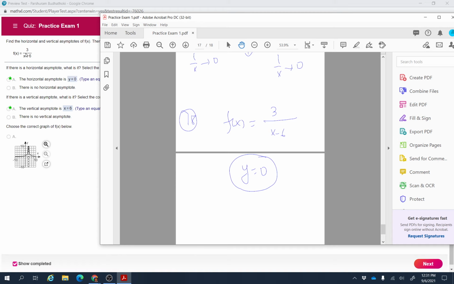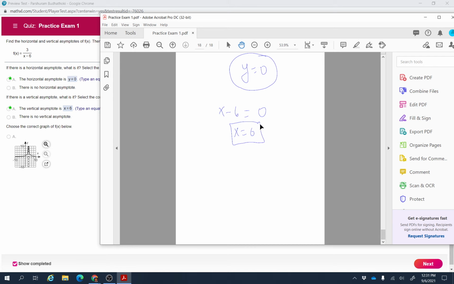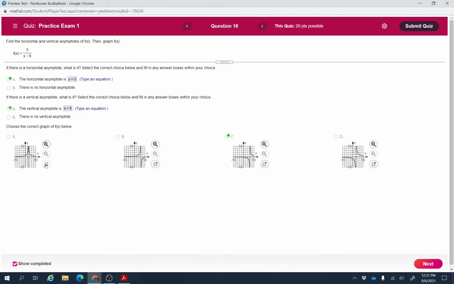That's the answer. For the vertical asymptote, just take the denominator part and equate it to 0. Solve for x. That will give us the vertical asymptote. x equals 6 is the vertical asymptote. Now, to choose the correct graph, we're going to choose the graph where y equals 0 is the horizontal asymptote and x equals 6 is the vertical asymptote. Look at the first one.